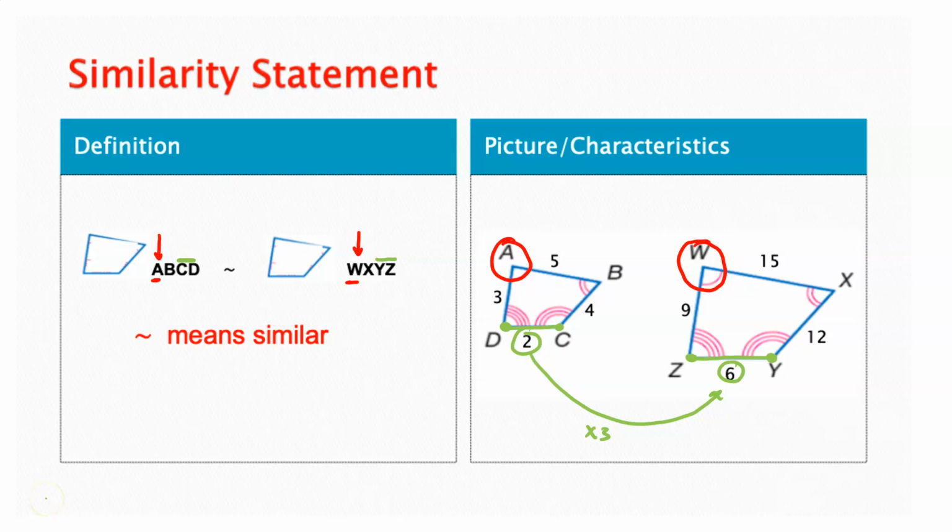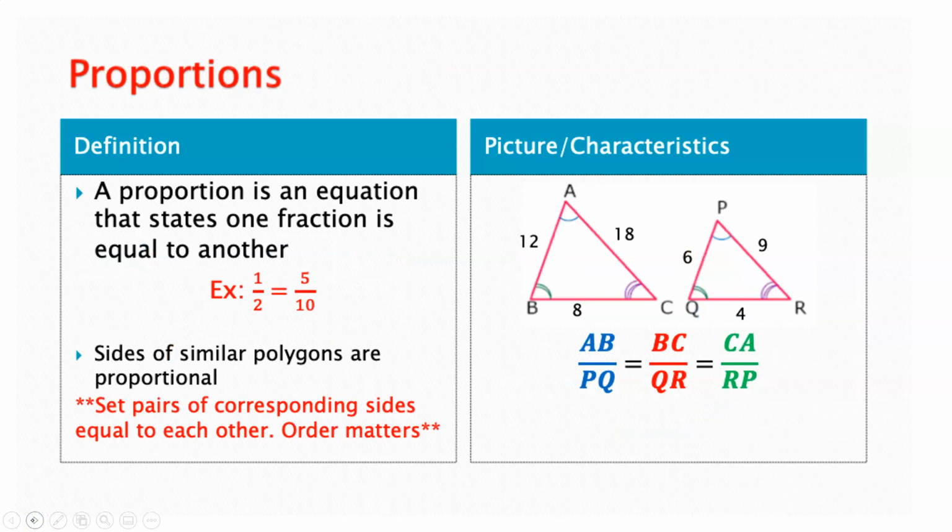All right, so again, whenever you see a similarity statement, it's basically letting you know what is matching up, what angles are corresponding to which angles, what sides are similar to what other sides. So proportions. A proportion, guys, is an equation that states one fraction is equal to another. So for example here, 1 over 2 is equal to saying something like 5 over 10. So that is a proportion. It's when you set two fractions equal to each other.